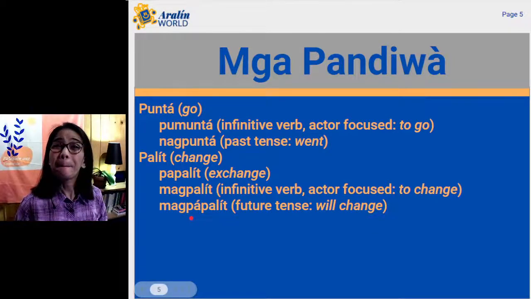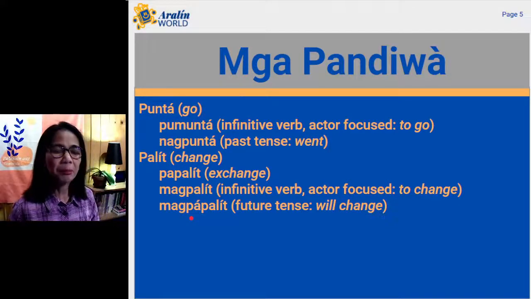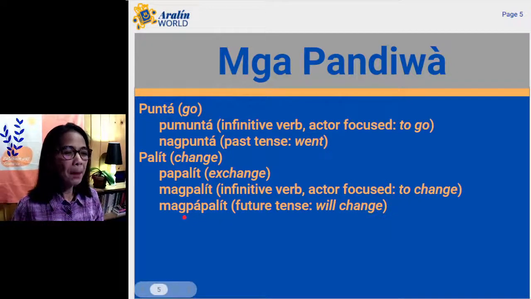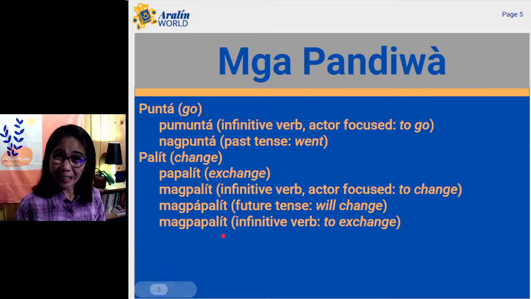magpapalit. Magpapalit. Take note of the pronunciation. It's quite different when you change the pronunciation here. Magpapalit. It means will change, and it's in future tense. Another word, let's have magpapalit. Magpapalit. There's quite a difference there as opposed to the first one.